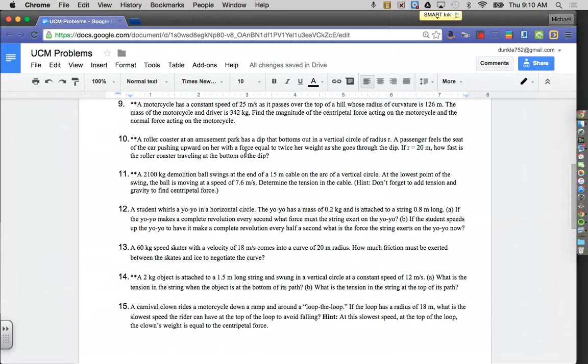Number 10, a roller coaster at an amusement park has a dip that bottoms out in a vertical circle of radius r.